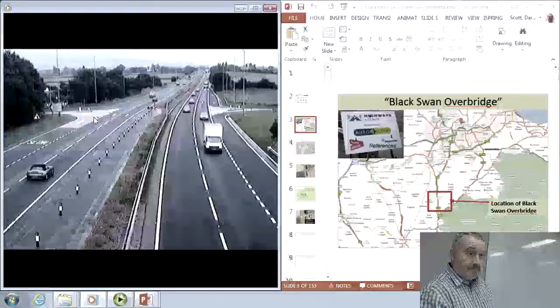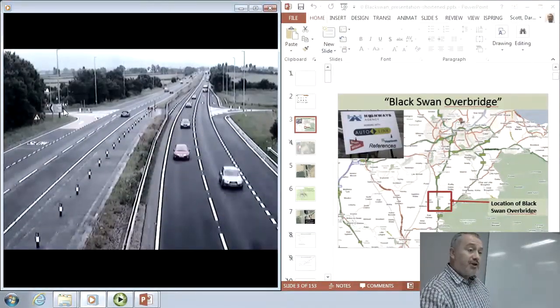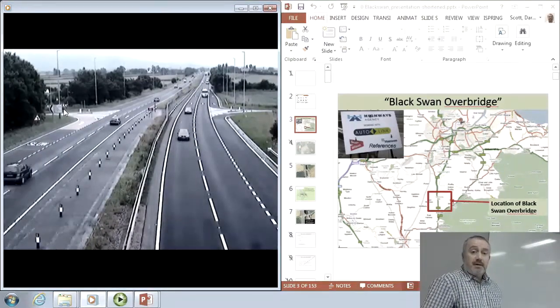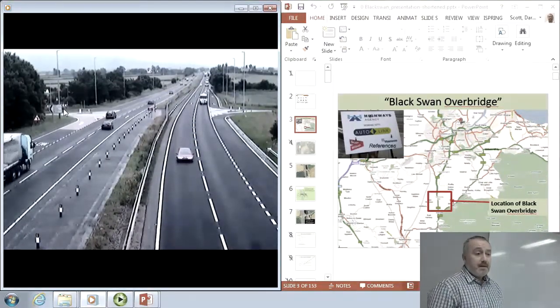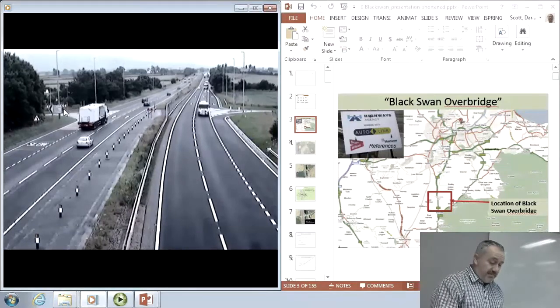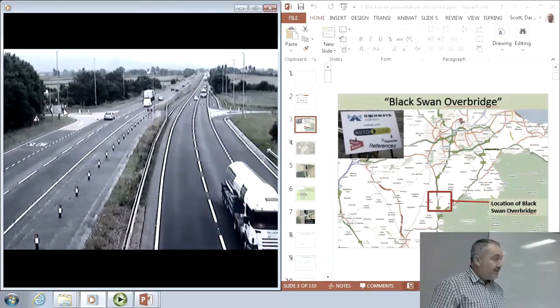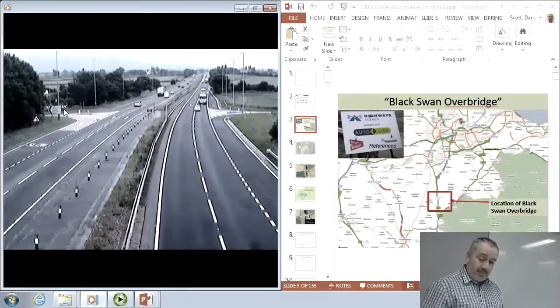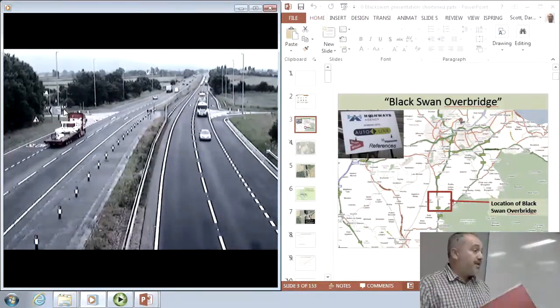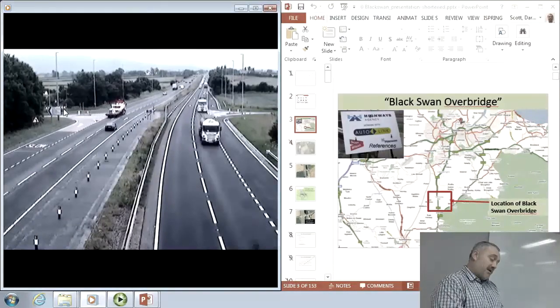This is the A19, and there was a bridge put in at that point here, where you can turn off to the Black Swan pub. Through this, you'll see a number of issues that you probably have to consider for your group project. About the fourth page over, you've got some drawings from this bridge case study.